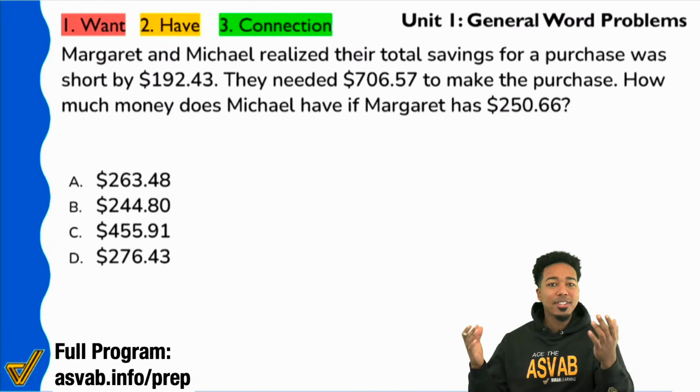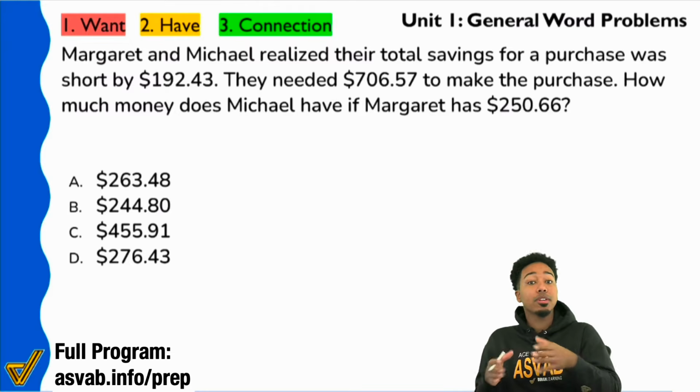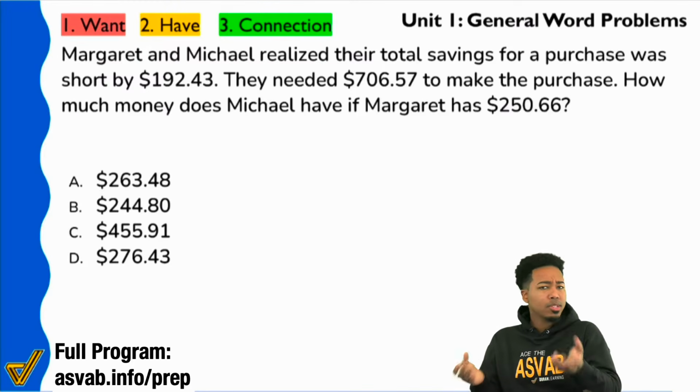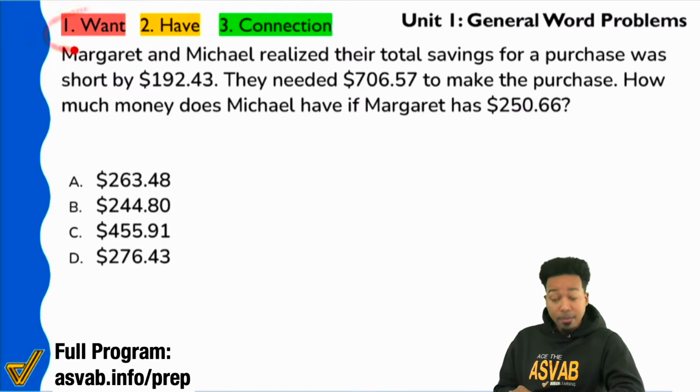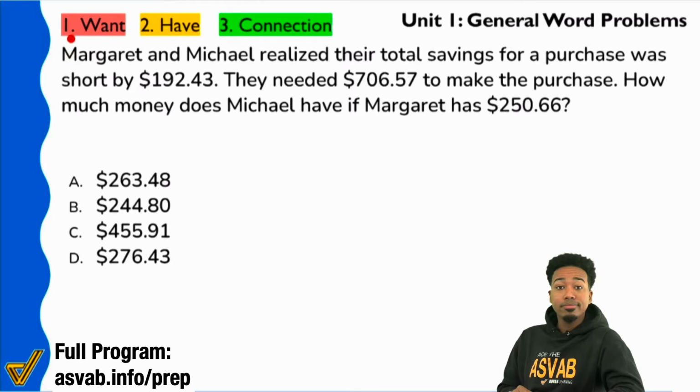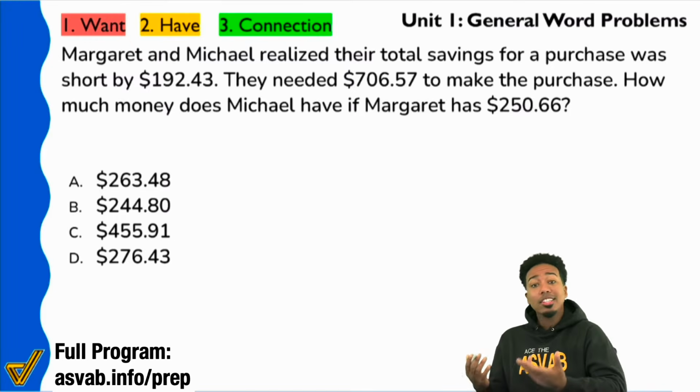So let's go ahead and dive on in here with question number 1. And as always, every single problem that we're going to face, any word problem, 3-step strategy, our basic word problem strategy, always start with the question. So you're going to see this noted at the top left here. First thing you want to start with is what do you want, what do you have, and then what is the connection. If you follow these 3 basic steps, things are going to be a lot easier for you.